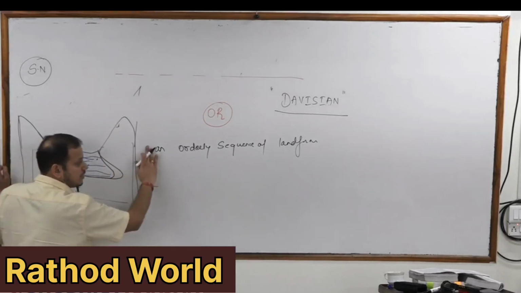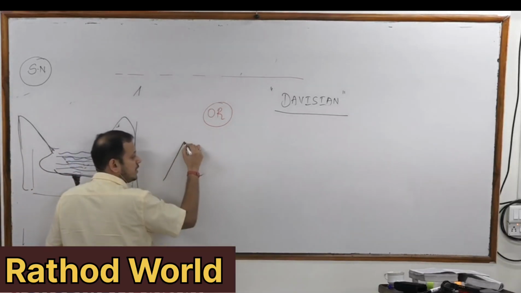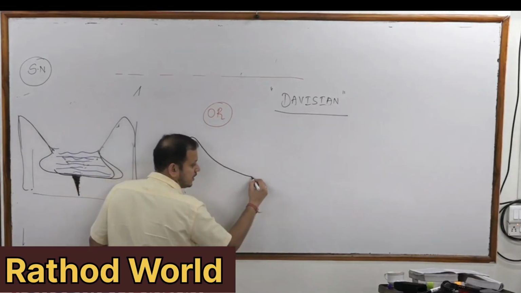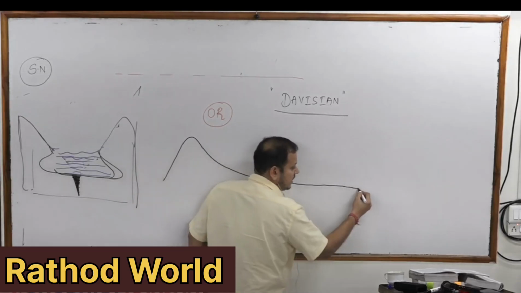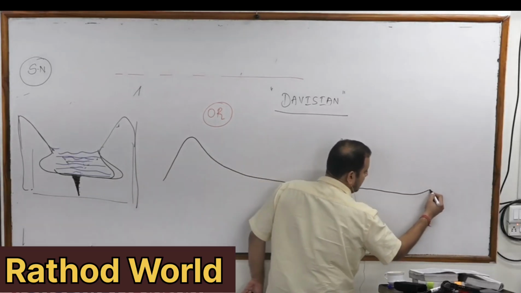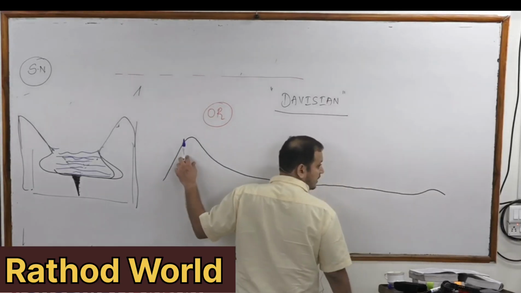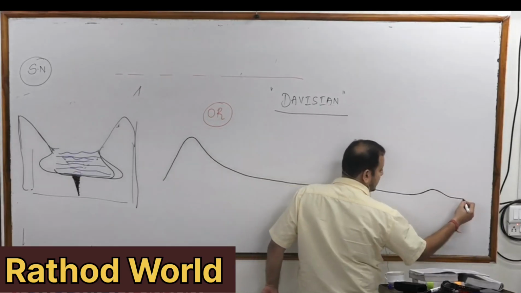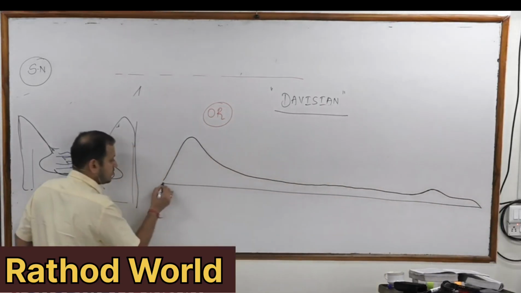So what does Davis say? Davis says that initially the height of the landform is greater in the form of mountains, fine, and over the period of time the height of the landform will be reduced, they will form plateaus, and ultimately it will be reduced to such an extent that it will be near the sea level, except that the mountain which is made up of the tough rocks, such tough rocks will not be destroyed and they will become a hill. So Davisian cycle is especially this.